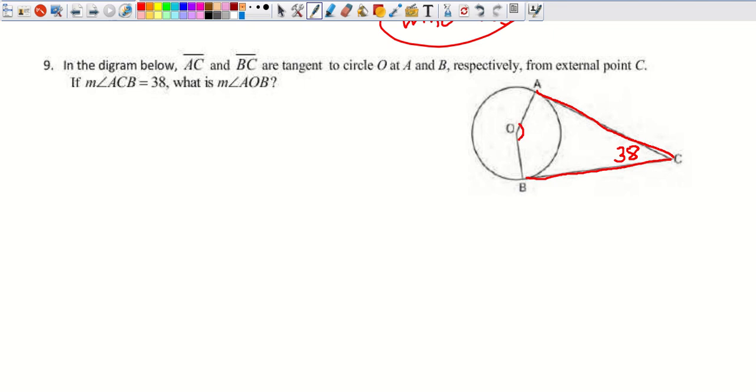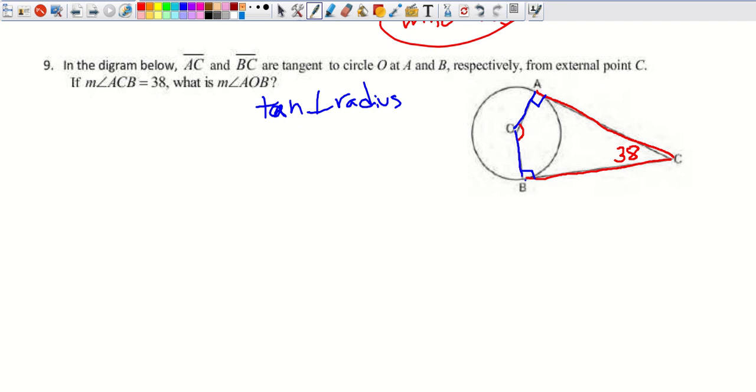Now there's a couple ways to do it. Number one, we could draw a line in from A to C and bisect that angle and solve it that way. We know that the two triangles are going to be equal. Or number two, we know that when a tangent line hits a radius, it forms a 90-degree angle. A tangent line is perpendicular to the radius if it hits it at what's called the point of tangency. So these two are going to be 90-degree angles.